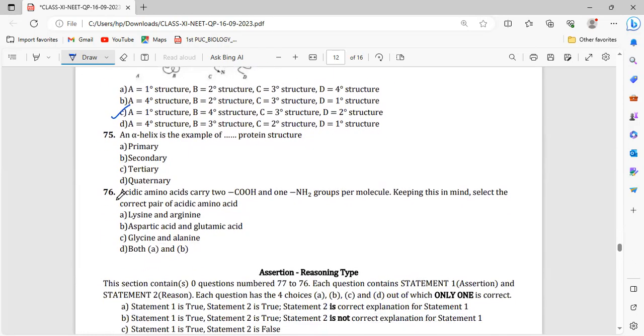75. Alpha helix is an example for, so just now we had seen, alpha helix is the secondary structure. 76. Acidic amino acids carry 2 COOH and 1 NH2 group per molecule. Keeping this in mind, select the correct pair of acidic amino acids. Here the name itself says aspartic acid, glutamic acid, both are acidic. So answer is B.